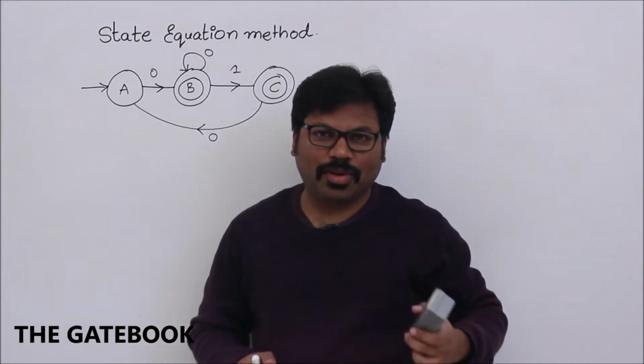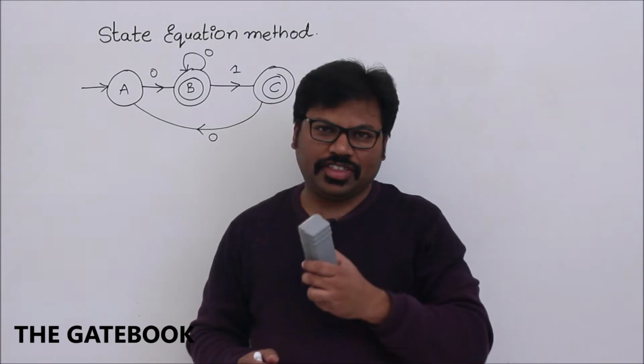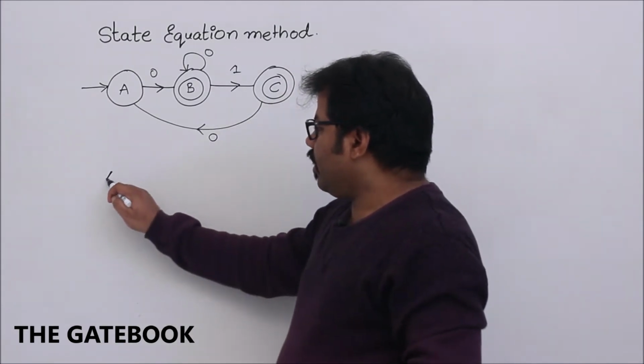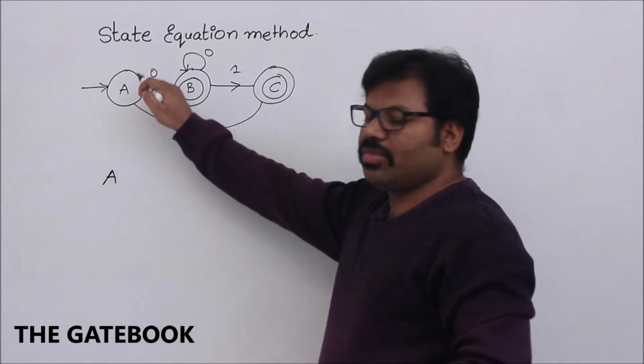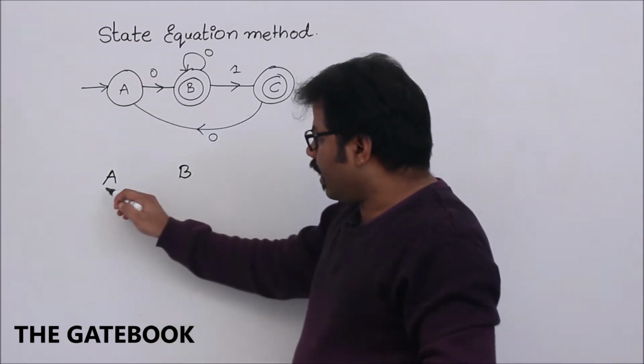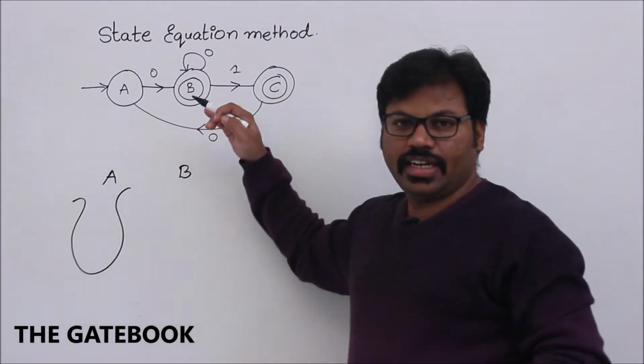In this lecture, I am going to explain how to convert a finite automata to a regular expression using the state equation method. So the first few minutes are very important. See here. Let me define a variable A which is different from the state, okay? But I use the same variables. Don't get confused.